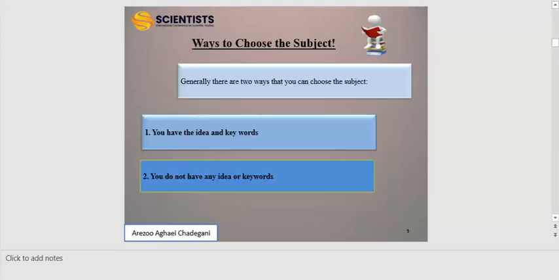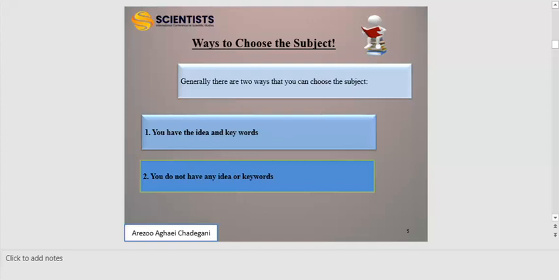I can say generally that there are two ways that you can choose your research subject. Number one, you have an idea and keywords. Number two, you don't have any idea or keywords.